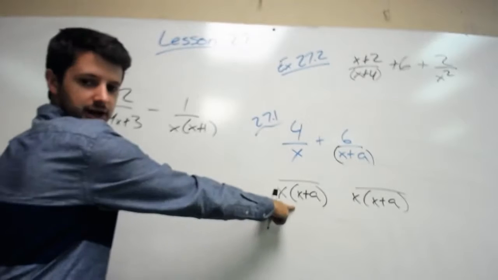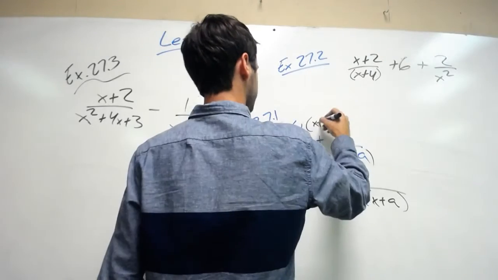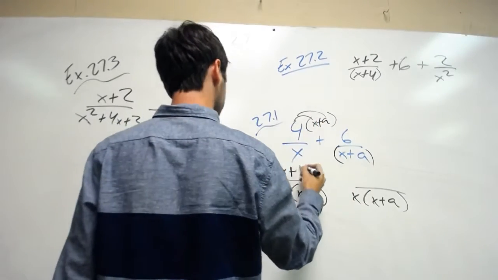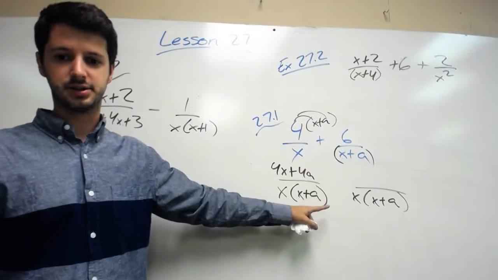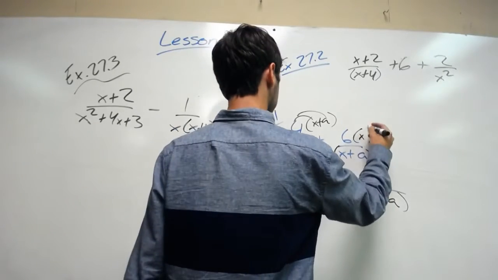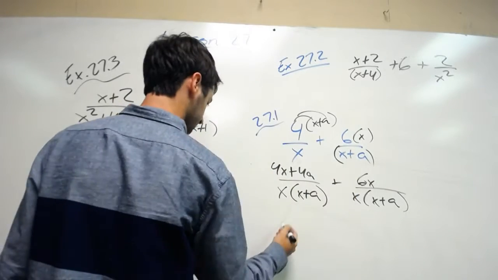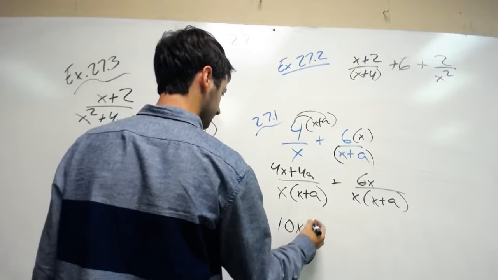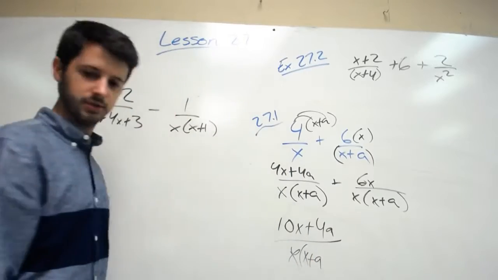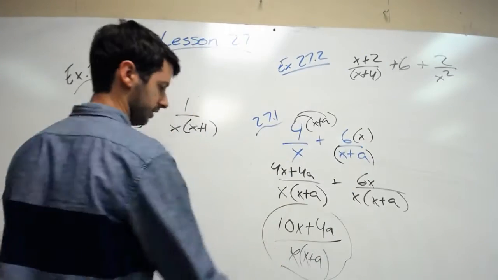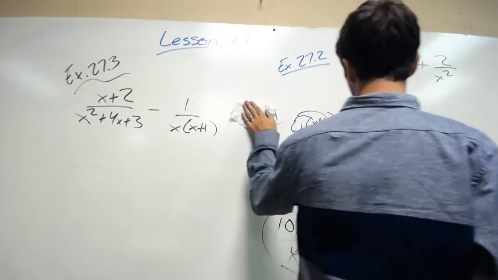Because if we're adding the x plus a to the bottom, we have to add it to the top as well. So multiply by x plus a. We distribute: 4x plus 4a is what we get. The 6 was missing the x, so therefore add the 6x. So your answer would be 6x plus 4x. We can now add because we have the same denominator: 10x plus 4a over x times x plus a would be your answer. That's how you do these rational expressions. Let's look at a couple more.